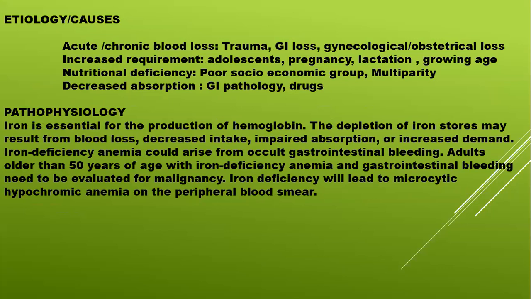Etiology: acute and chronic blood loss, trauma, GIT loss, gynecological or obstetrical loss, increased requirement in adolescents, pregnancy, lactation, growing age, nutritional deficiencies, most commonly in the poor socio-economic group, multiparity, and decreased absorption as GIT pathology and use of drugs.